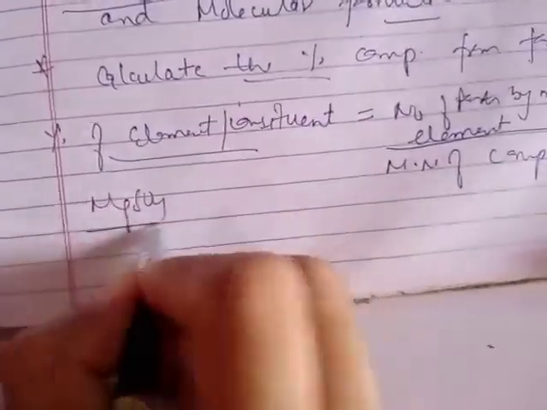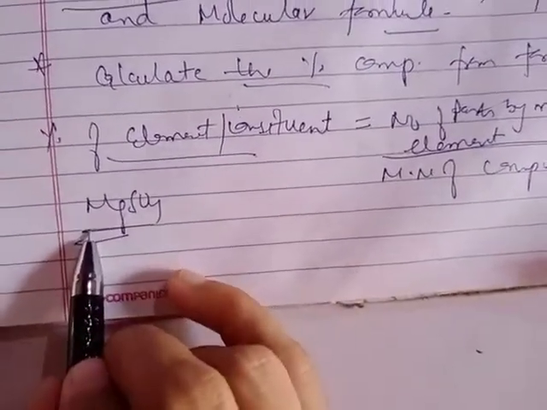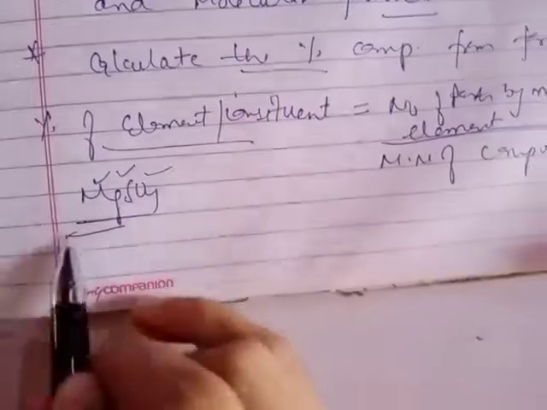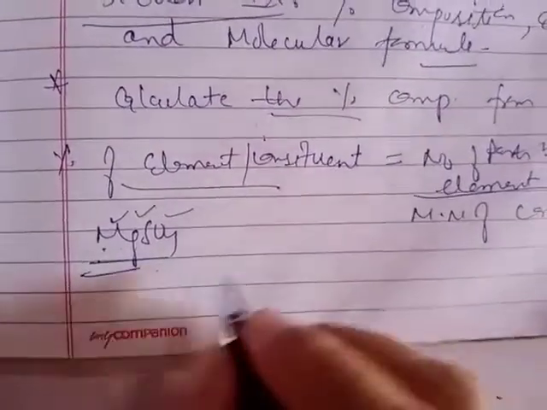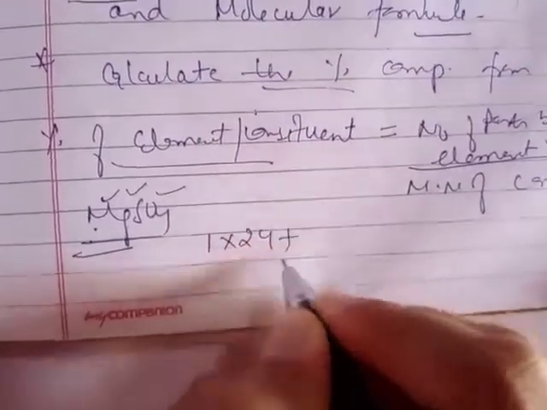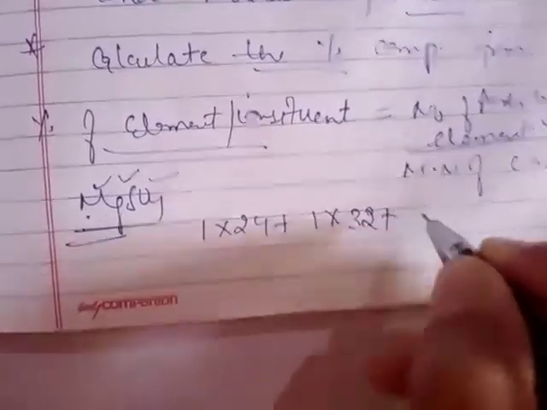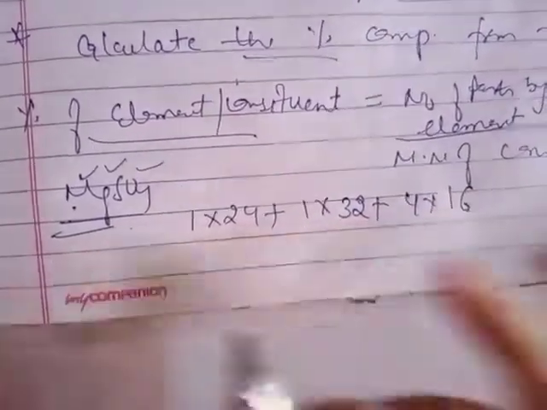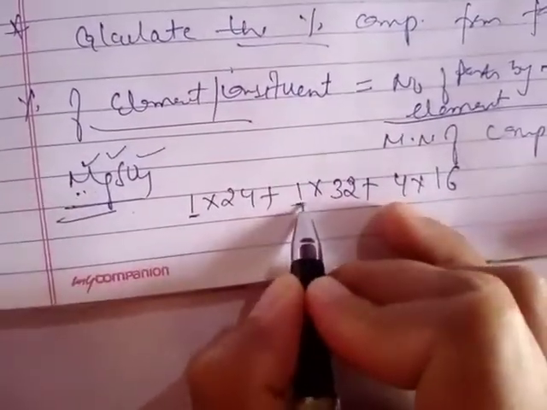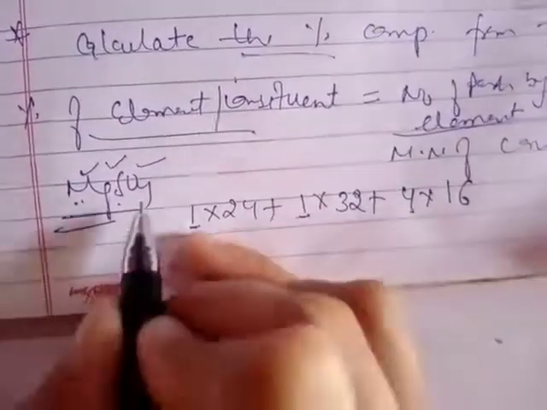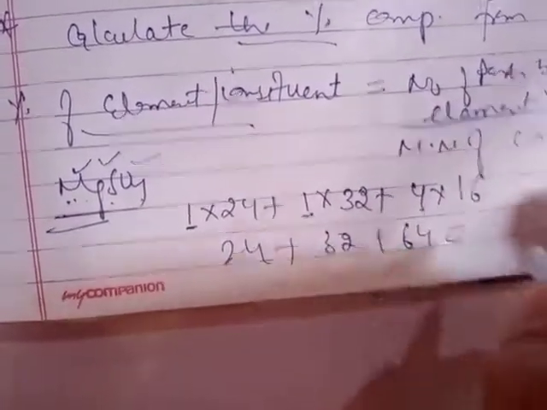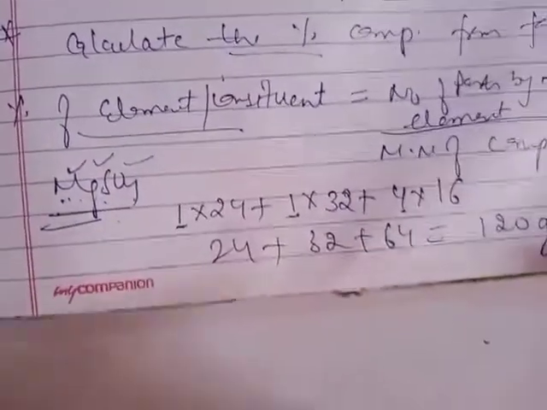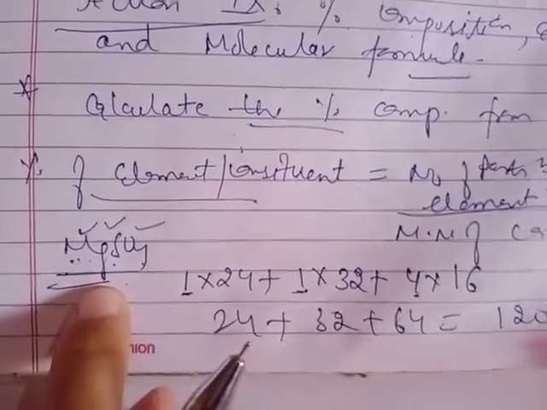Suppose the compound given to us is magnesium sulfate, and we have to calculate the percentage composition of all the elements present in this magnesium sulfate. Now calculate the molar mass of compound. Mass of magnesium is 24, mass of sulfur atom is 32, plus 4 multiply mass of oxygen is 16. This 1 stands for 1 magnesium, this 1 stands for 1 sulfur, and this 4 stands for 4 atoms of oxygen atom. By calculating it as a whole, it comes out to be equal to 120 gram. This is the molar mass of the given compound, that is magnesium sulfate.